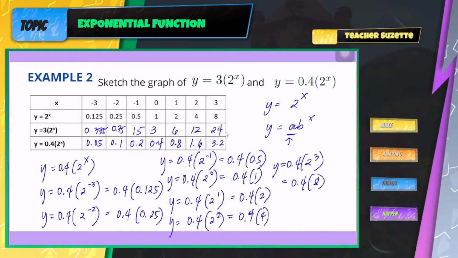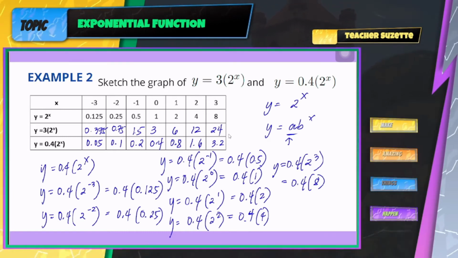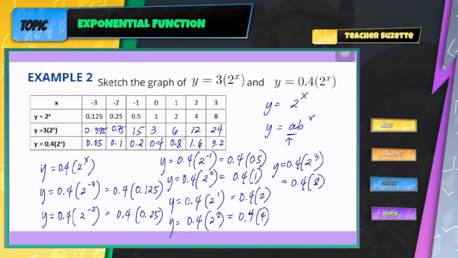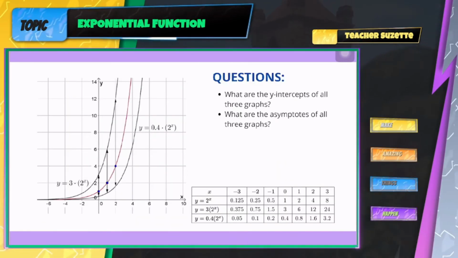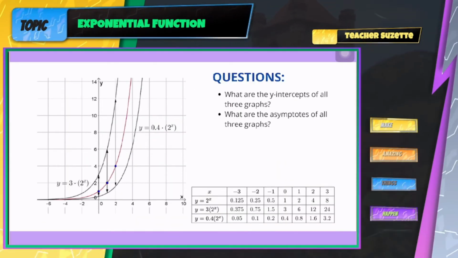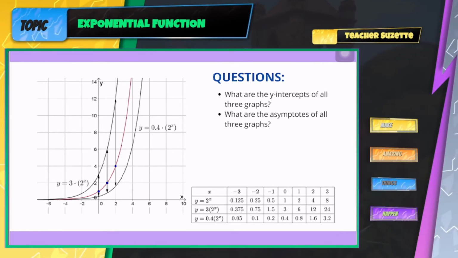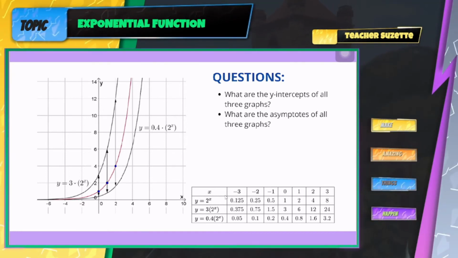Now, let's plot these points and see kung ano yung magiging transformation, or anong magiging itsura ng kanilang graph with respect to y equals 2 raised to x. So, ayan po ang graph ng ating y equals 3 times 2 raised to x and y equals 0.4 times 2 raised to x. And here is the table of values of the functions.